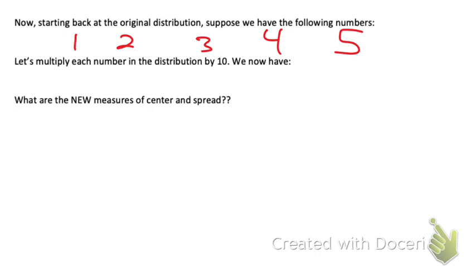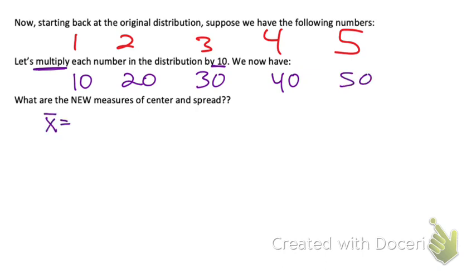Here's what we're going to do now. We're going to multiply each number by 10. What is the new distribution? 10, 20, 30, 40, 50. What is the new mean? 30. What's the new median? 30. What about the standard deviation? Did my data have a different spread now? Yeah. It does. So what is it?